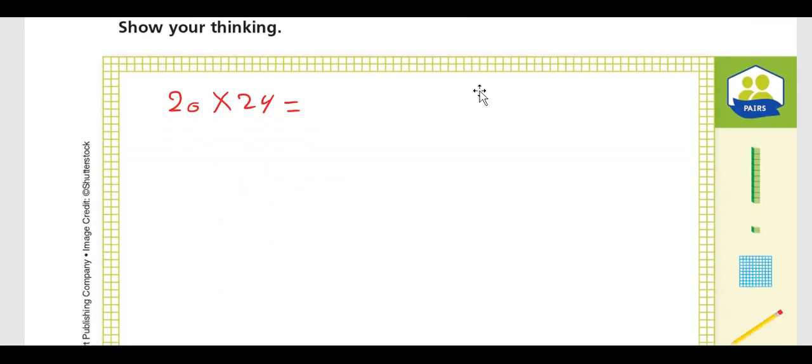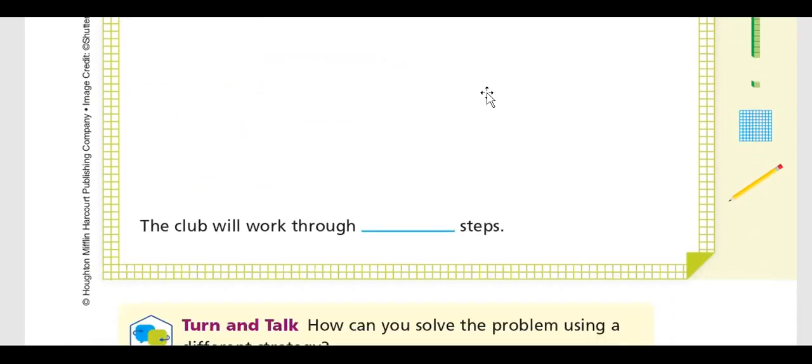So put 0, this 0, and then multiply 2 times 4 is 8, and 2 times 2 is 4. So in a simple way, this is your answer. So how many steps? 480.